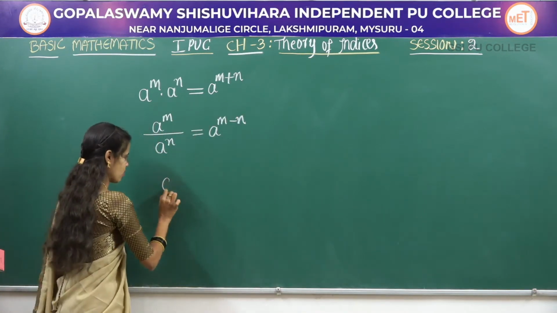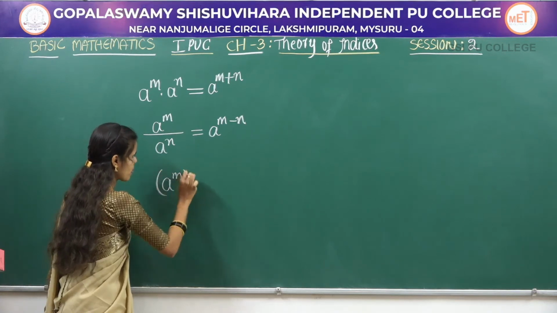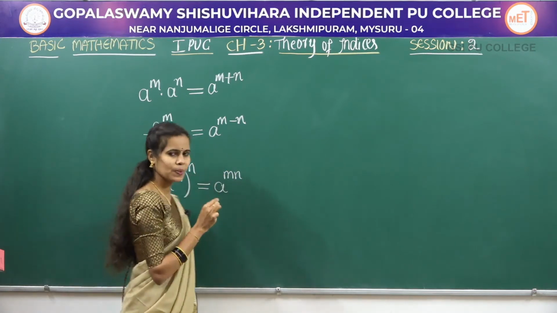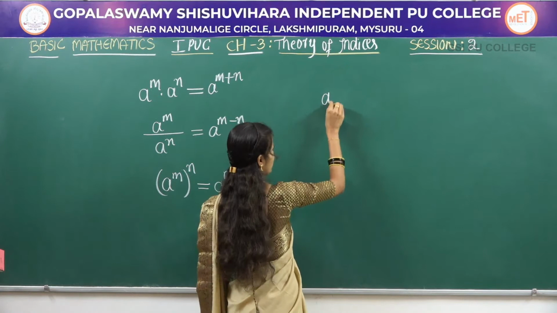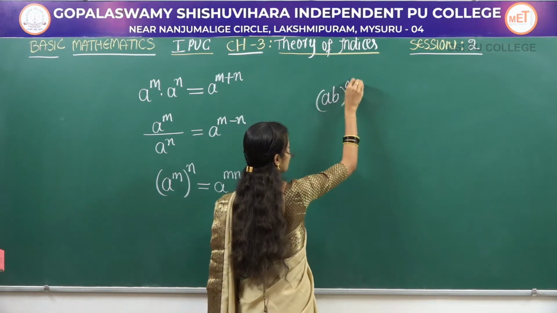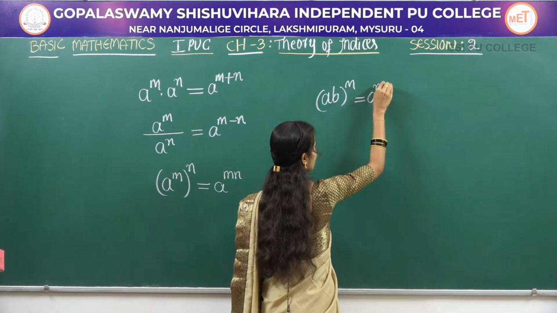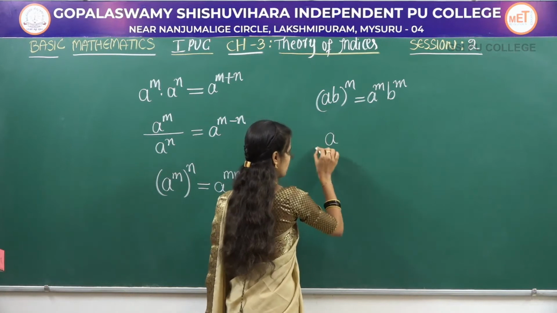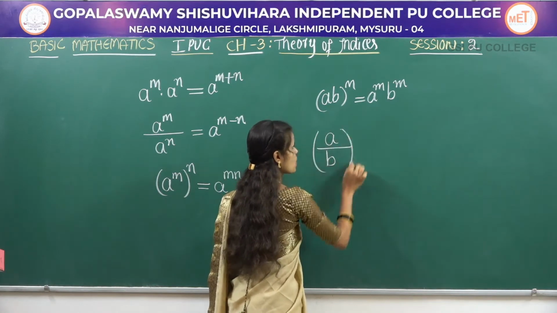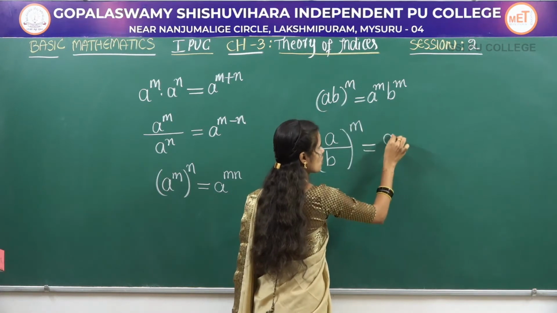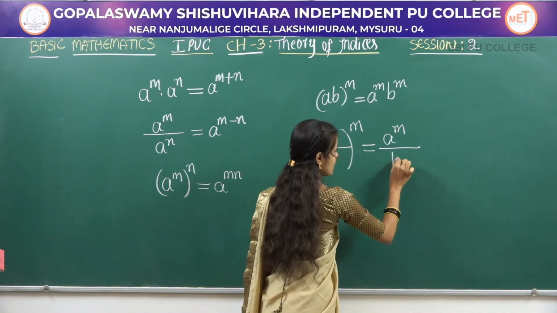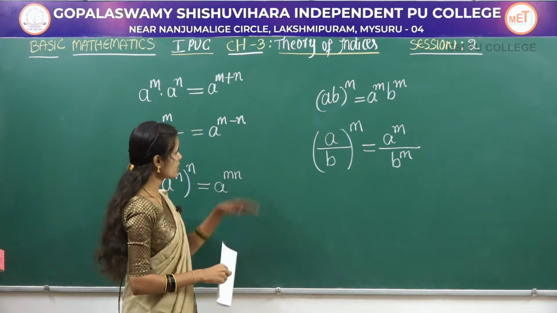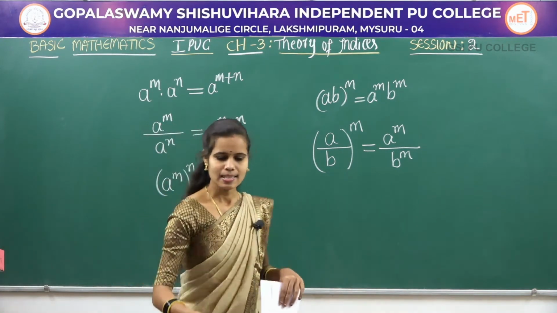The third law of exponents is a to the power of m whole to the power of n is equal to a to the power of m into n. Next, the fourth law of exponents is ab whole to the power of m is equal to a to the power of m into b to the power of m. The last one, the fifth law of exponents, is a by b whole to the power of m is equal to a to the power of m by b to the power of m. So in this class we are going to solve some problems using these formulas. Let us discuss some problems.